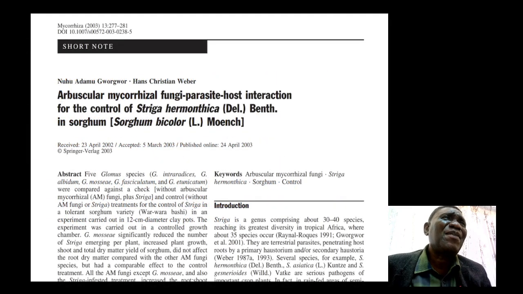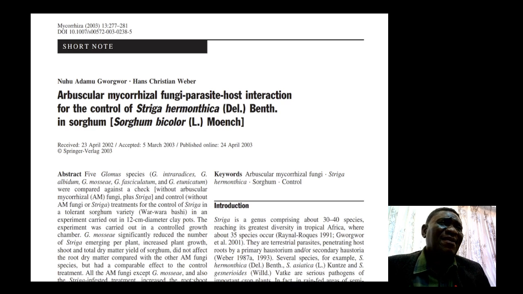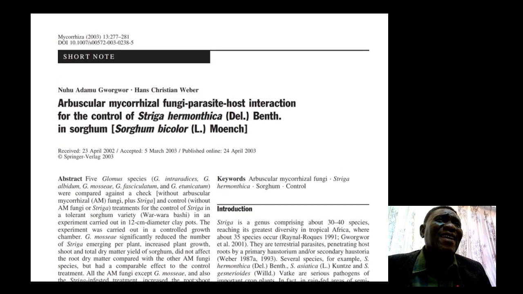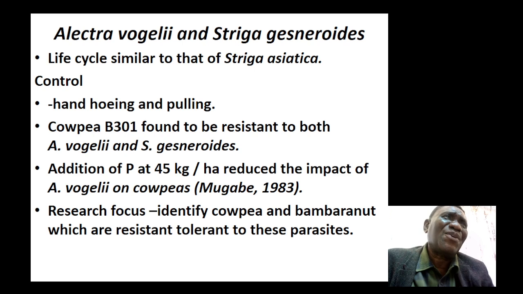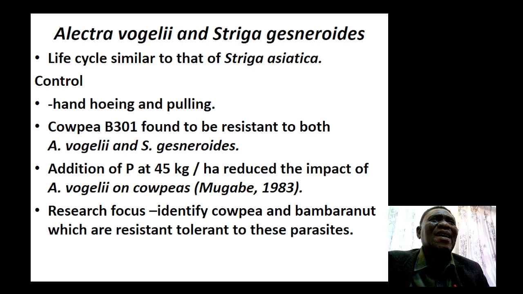You can read some papers about it if you are interested, about how arbuscular mycorrhiza can be used to control Striga. We have also got these other parasites, Alectra vogelii and Striga gesnerioides. They have a similar life cycle to that of Striga asiatica. The control is also challenging, although we can use hand hoeing and pulling, but there are limitations.